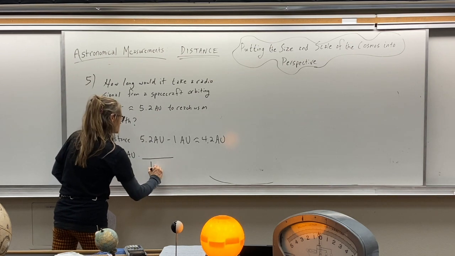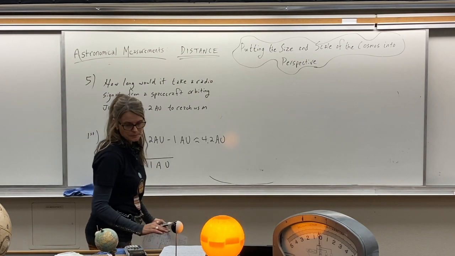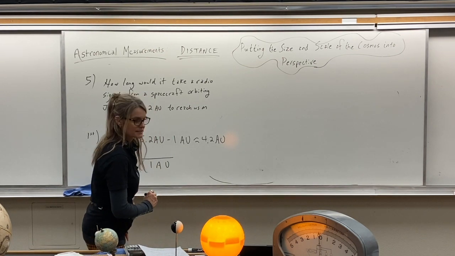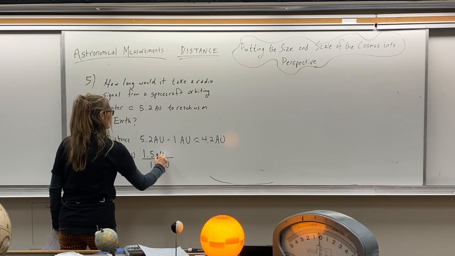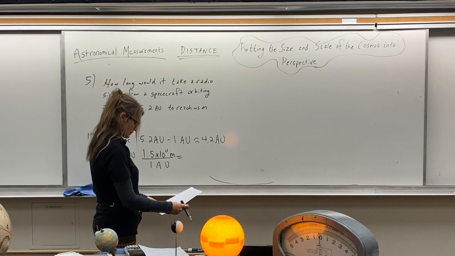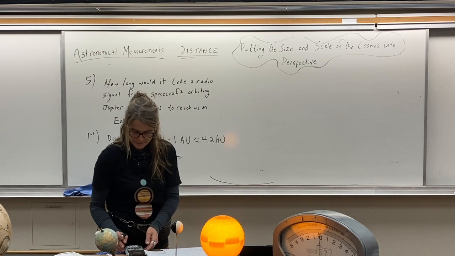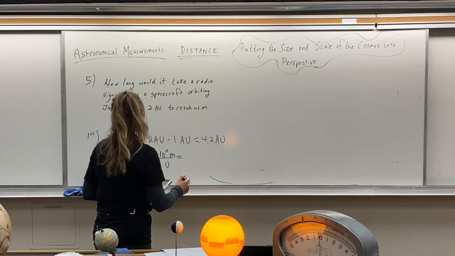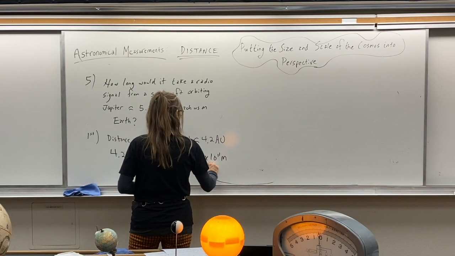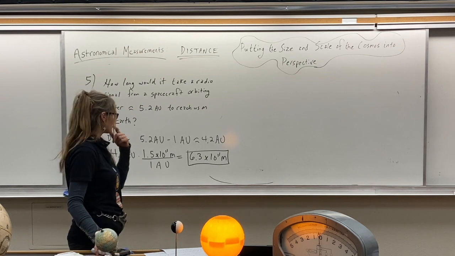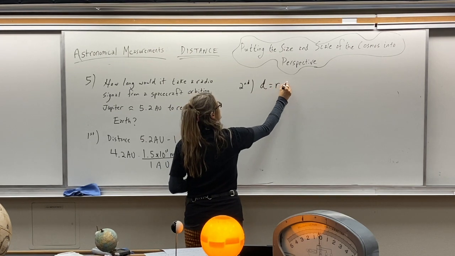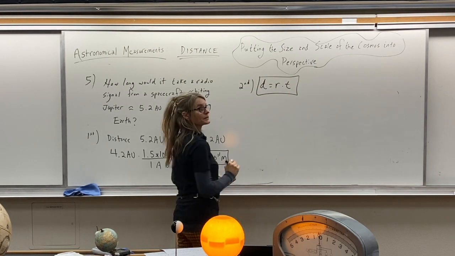4.2 AU times, we want to get rid of the AU and get our measurement in terms of meters. So it's 1.5 times 10 to the 11. And we get a distance of, let's see here, 6.3 times 10 to the 11 meters. Okay? So that's how far away it is. And the reason I want meters is because second, I want to use the distance equals rate times time relation. This is what should come to mind when you're doing this.